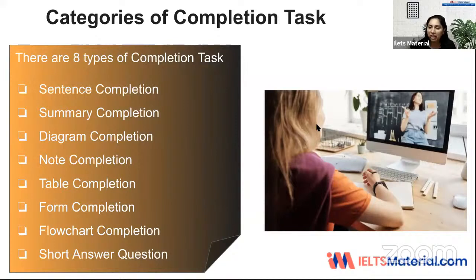Now, you must be feeling, how come short answer question is a completion task? This is also a completion task because you're not going to write the complete sentence as your answer. You are just going to write a few words or phrases, I would say, according to the instructions given.